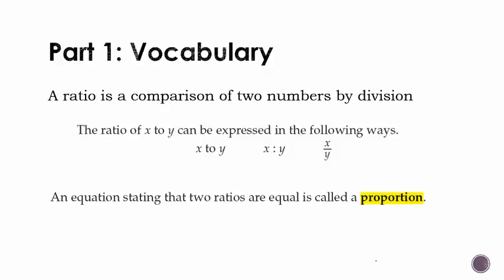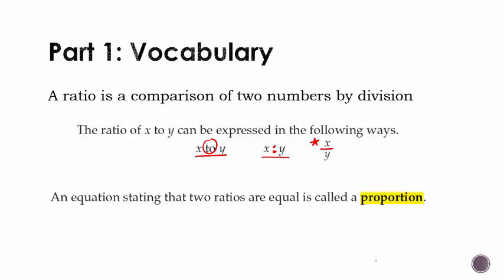And if we have the ratio of two numbers, we can say the ratio of x to y with the letters TO in there. We can say the ratio of x to y with colons in there. Or we can say the ratio of x to y with a division bar in there. This is our most favorite way. That's the way we use the most.